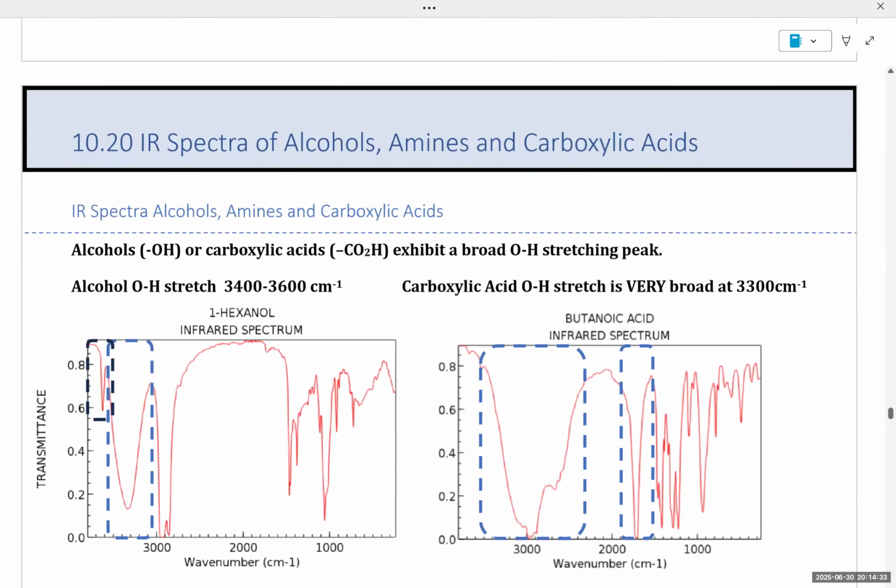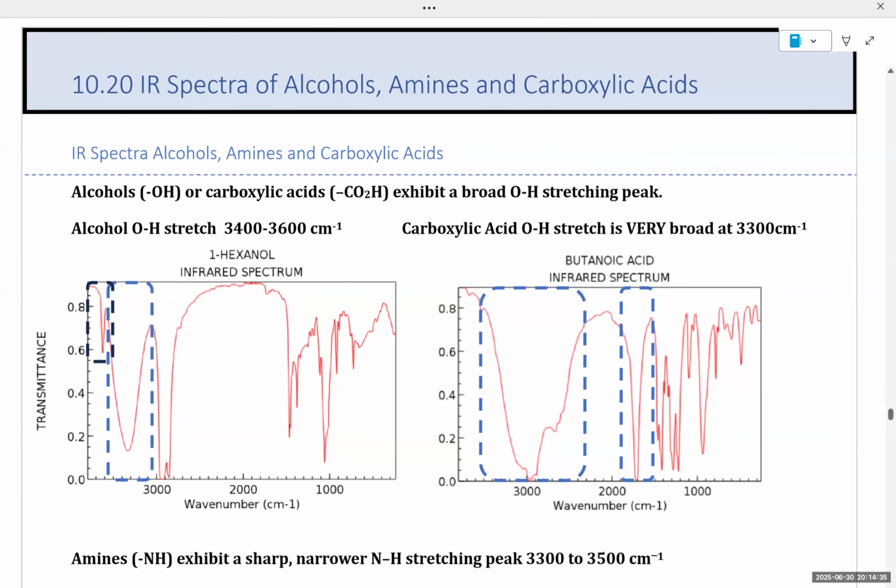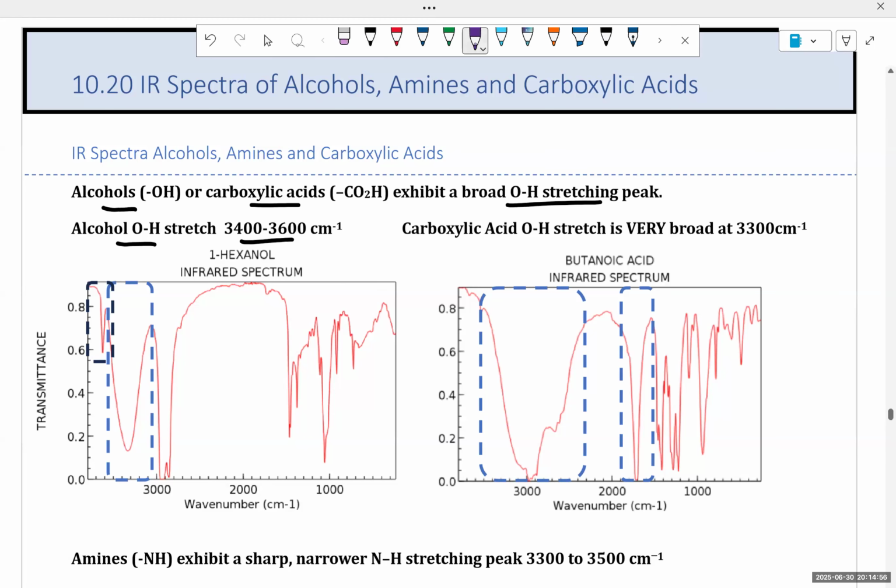Now, let's talk about the structural features in the IR for different compounds, and what you need to look for in different compounds. So alcohols or carboxylic acids exhibit broad OH stretching peaks. The alcohol OH stretch is from 3400 to 3600, while the carboxylic acid OH stretch is a very broad peak at 3300.